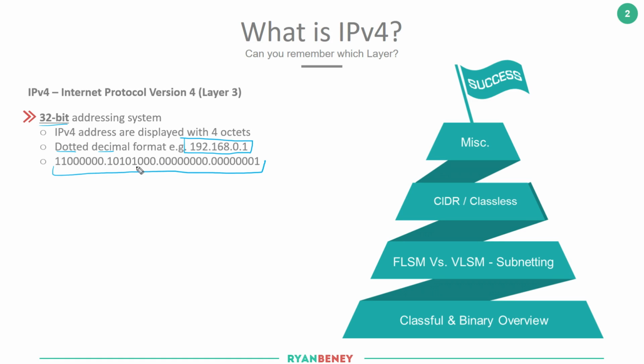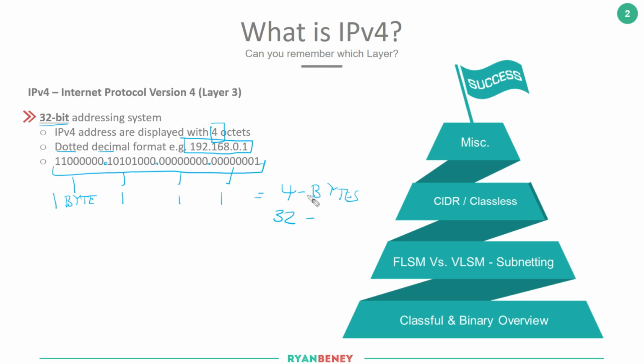Now, the 32 bits are split into what's called 4 octets. So you can see here each dot breaks up the IP address into a single octet. So there's 1, 2, 3, 4 octets in total. Within each octet there are 8 bits. 8 bits equal 1 byte. So that's 1 byte here, and another byte, another byte, another byte. So that's 4 bytes in total. And then 4 times 8 is essentially 32.